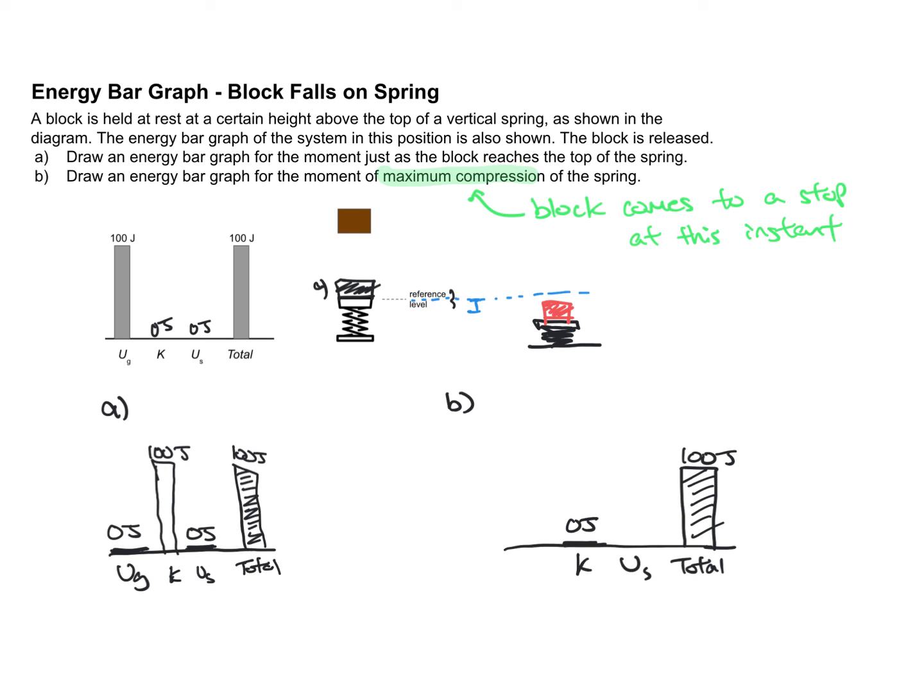Okay, the reference level was set at the top of the spring when the spring was not squished at all. Well, now the block is below it, so it's going to have to be a negative something. I'll say negative 20, just make up a number there. So that's the gravitational potential energy. So if it's negative 20, then what does that mean about my elastic potential energy? Well, it's got to be positive 120 so that everything adds up to the total of 100 joules.